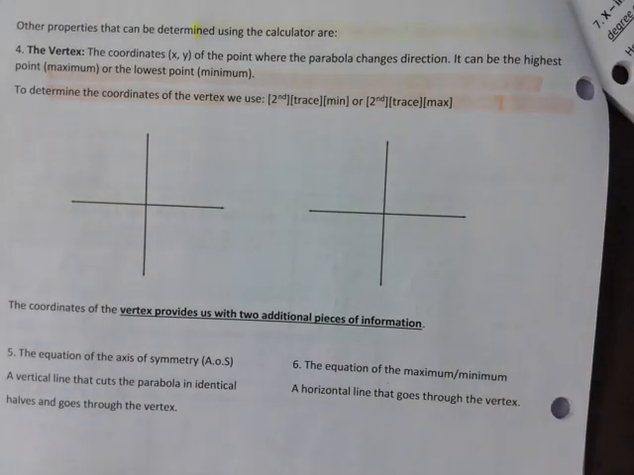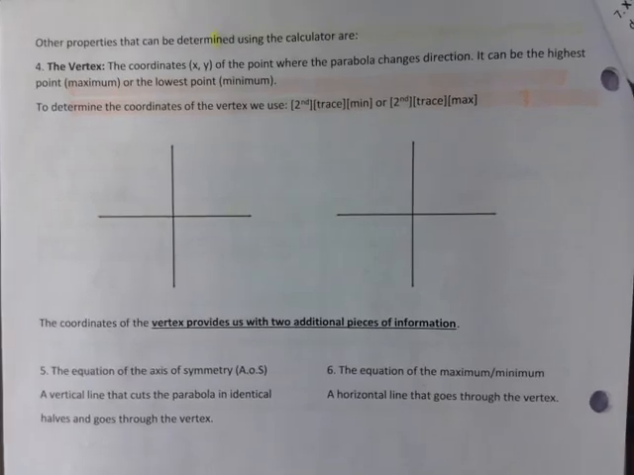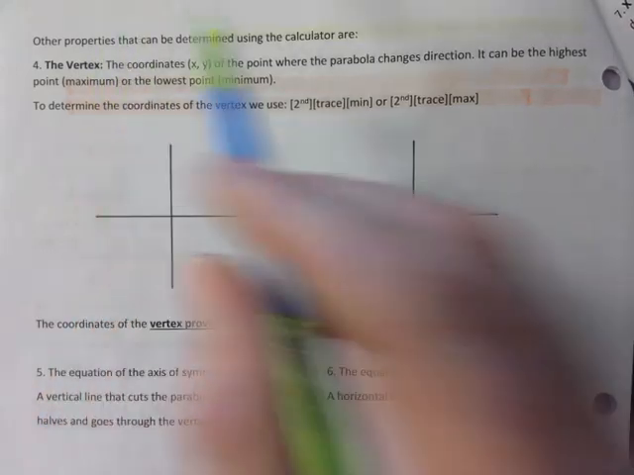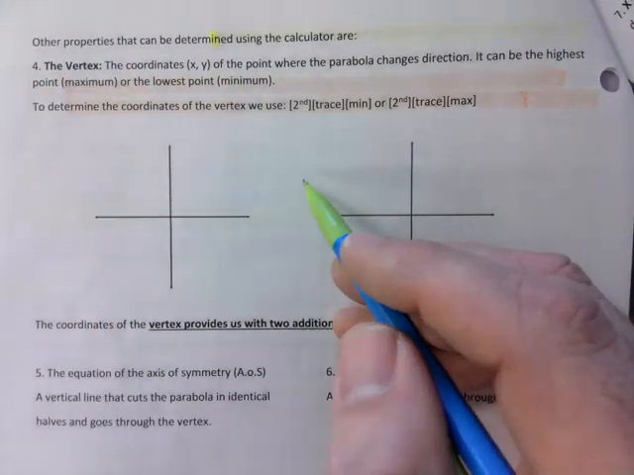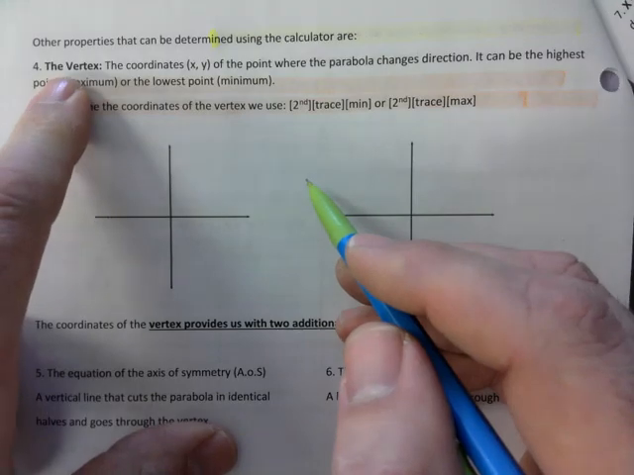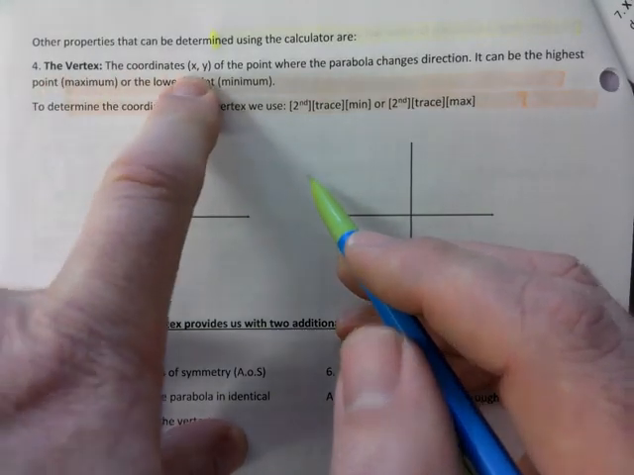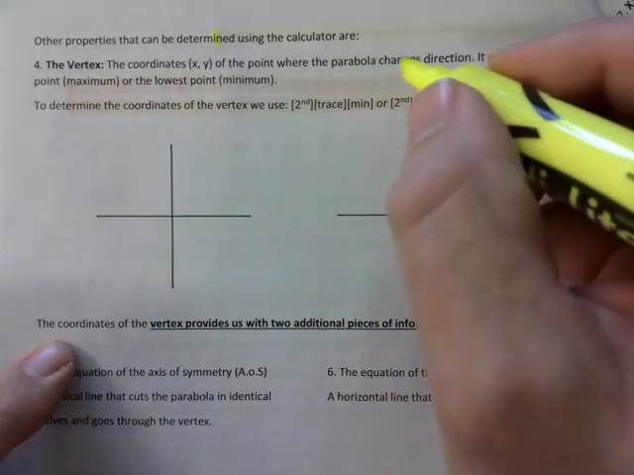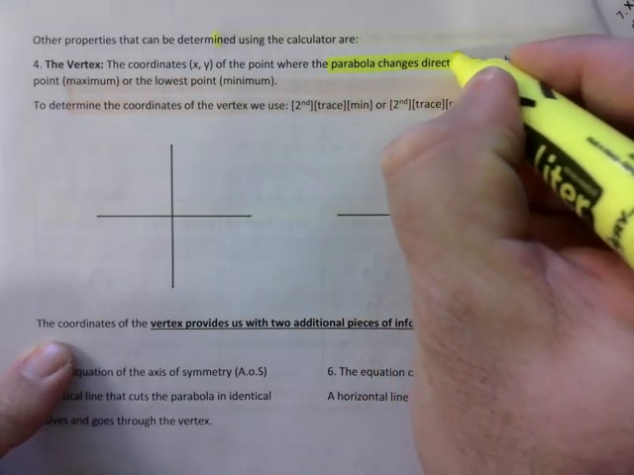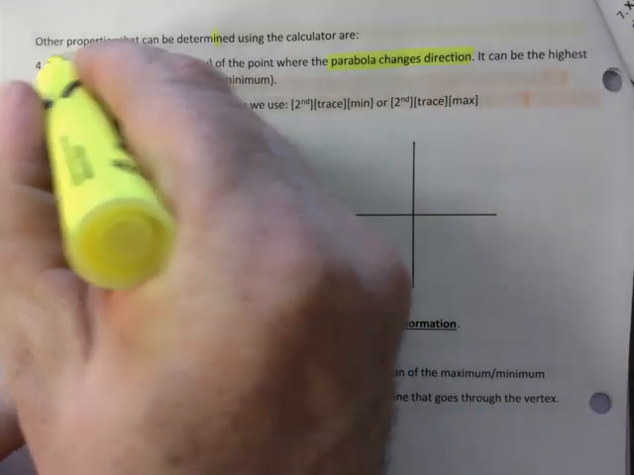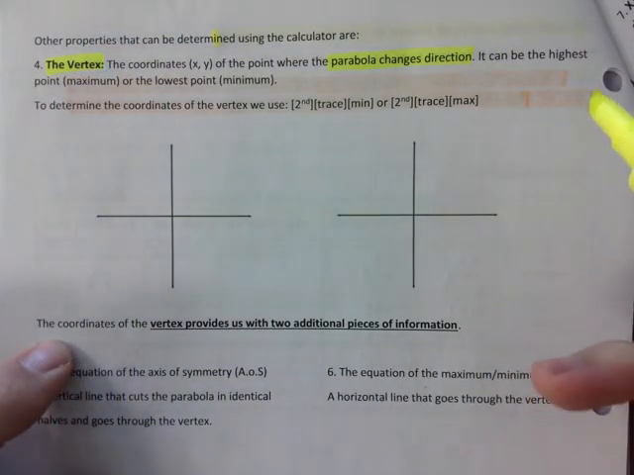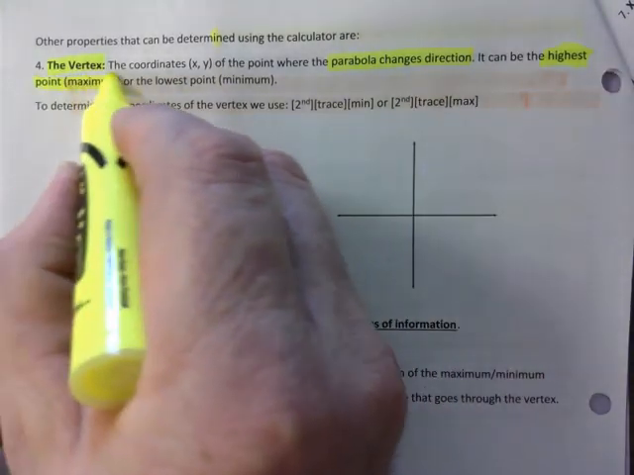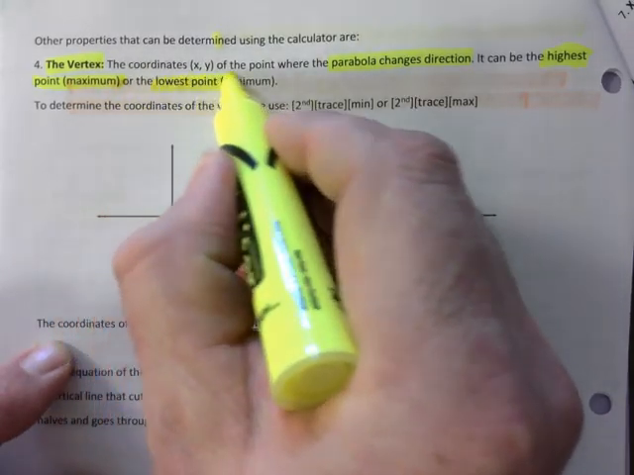Yes, it is. Okay. So this is a very important point here, the vertex. Very, very important. This is a must when graphing quadratics. The vertex has coordinates x and y, and watch this. How do you know that it's the vertex? It's where the parabola changes direction. So the vertex is where the parabola changes. It could be the highest point, the maximum, or it could also be the lowest point.